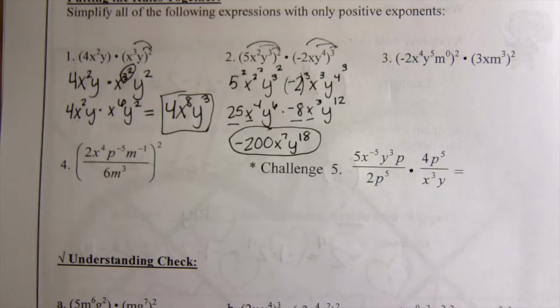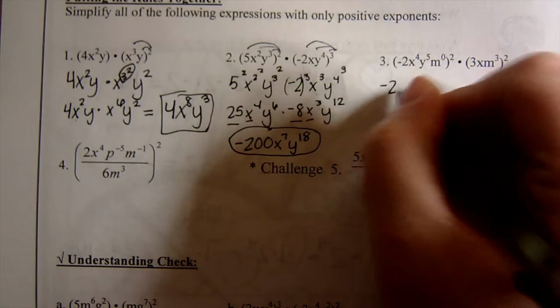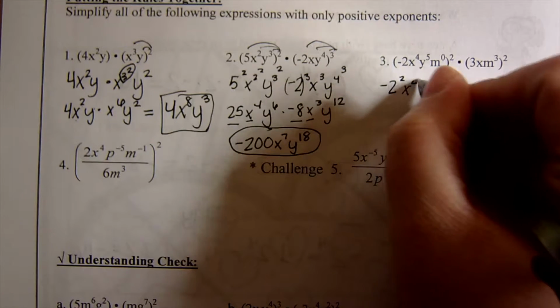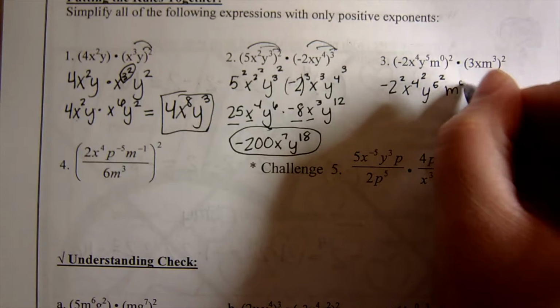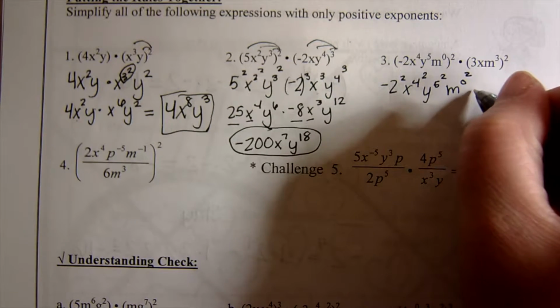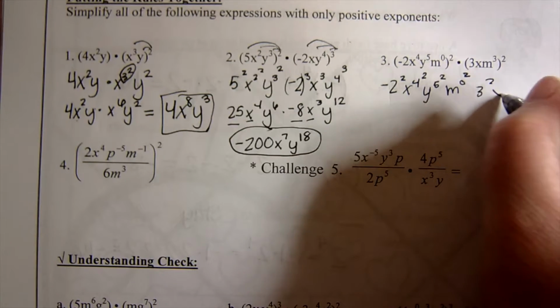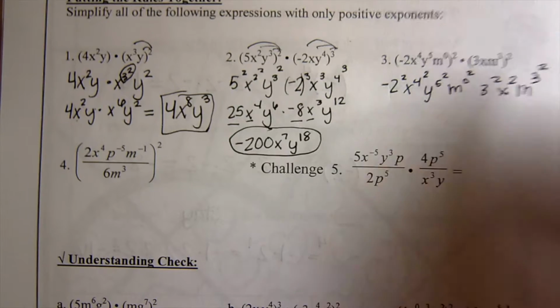Alright, number 3. Go ahead and bring that 2 to everything in the parentheses. So negative 2 squared, x to the 4th power squared, y to the 5th power squared, m to the 0 power squared. And the second set also gets a square. So 3 squared, x squared, m cubed squared.